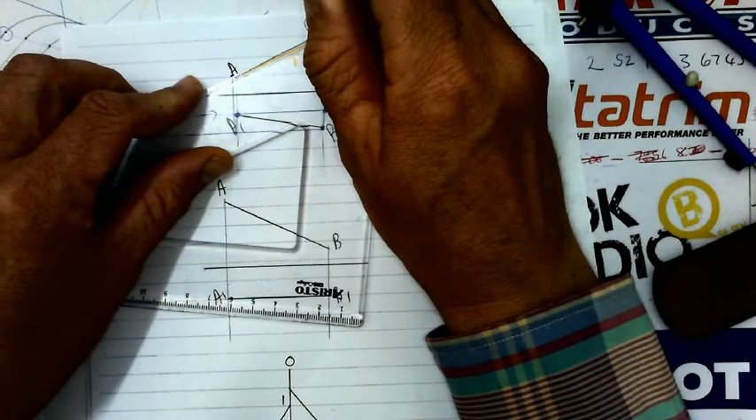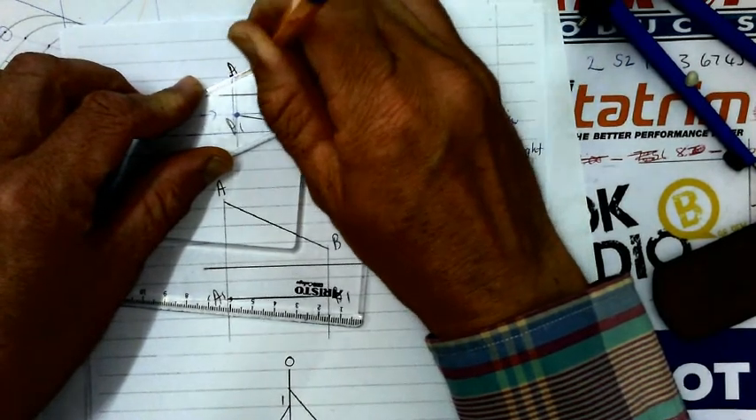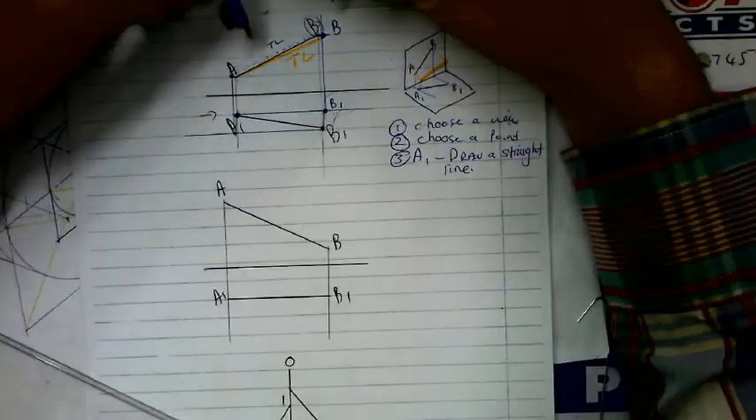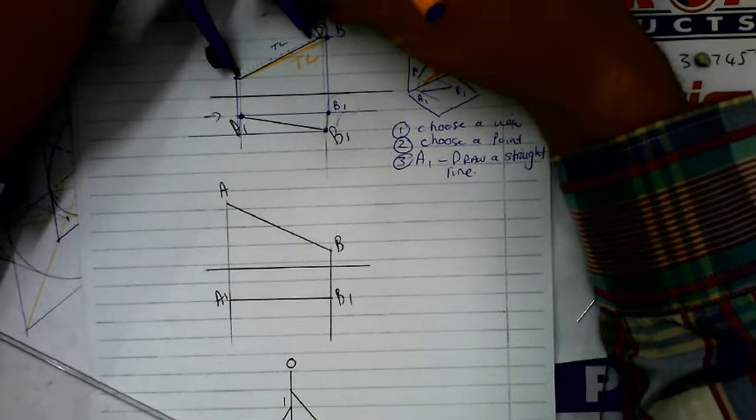So there's not only one method. You can even have done this in this view. You could have chosen a point here, draw a straight line, swivel, bring it down. So in any view you can do that.